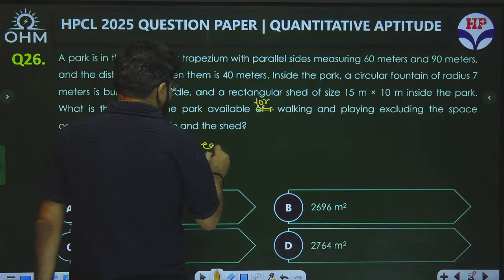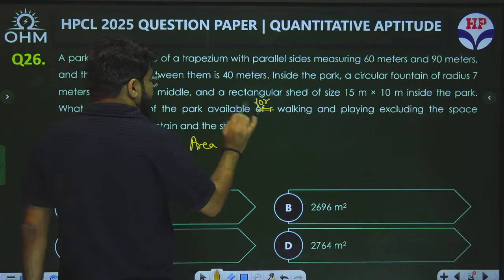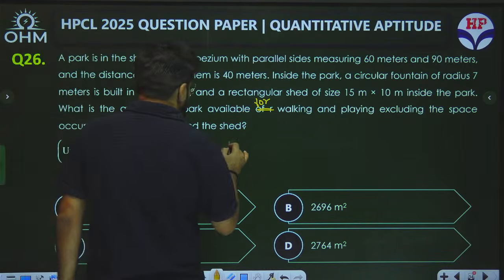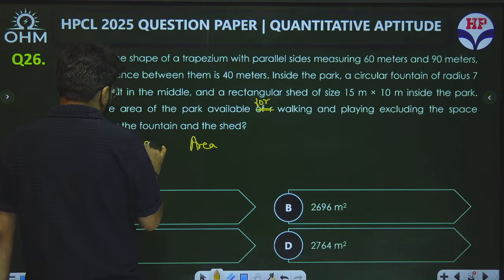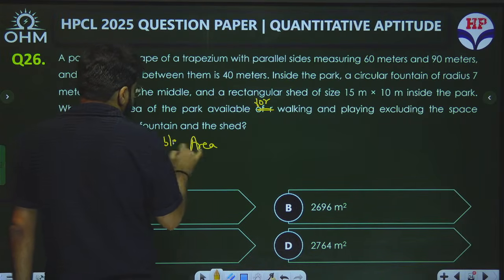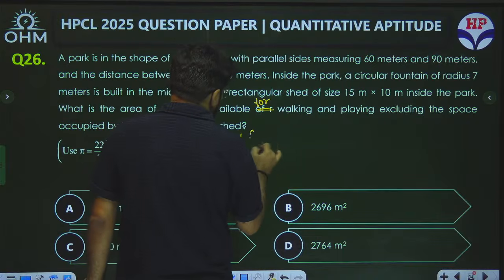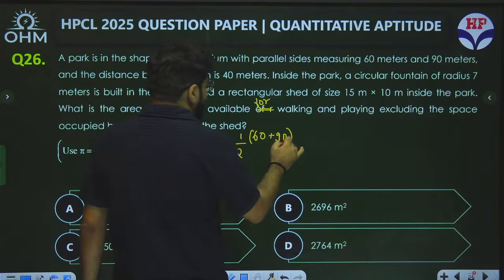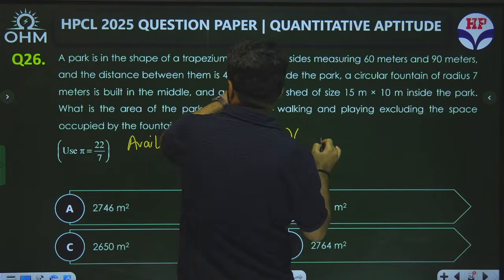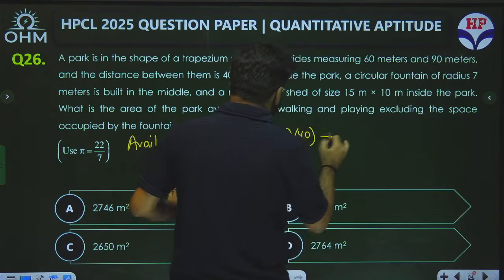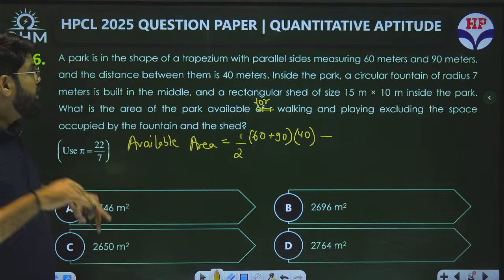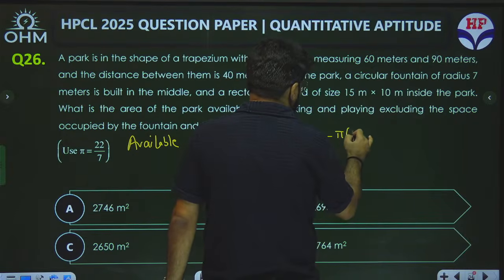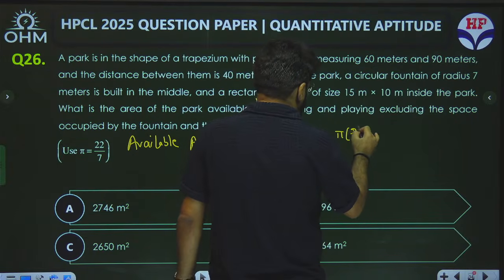See, what is the area that is left? The area of the park left available is going to be the area of the trapezium minus the rest. What is the area of a trapezium? Half into the sum of parallel sides into the distance between the parallel sides. The distance between the parallel sides is 40. This is the net area of the trapezium. What all do you have to reduce? The fountain area whose radius is 7, so pi r square, pi into 7 square.